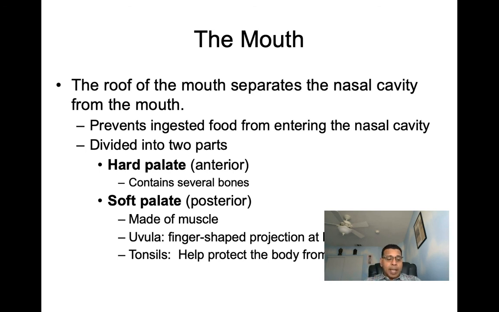Another pair of salivary glands are going to be found lying beneath the tongue, and they're going to be called the sublingual glands. And then we have another pair that's going to be found beneath the floor of the mouth. And this pair will be called the submandibular glands. So we have submandibular, sublingual, and our parotid salivary glands.